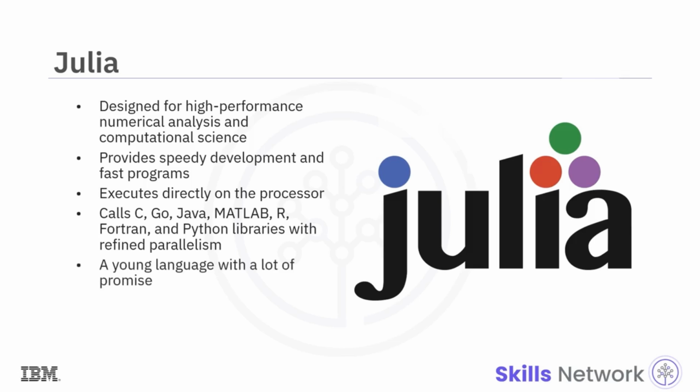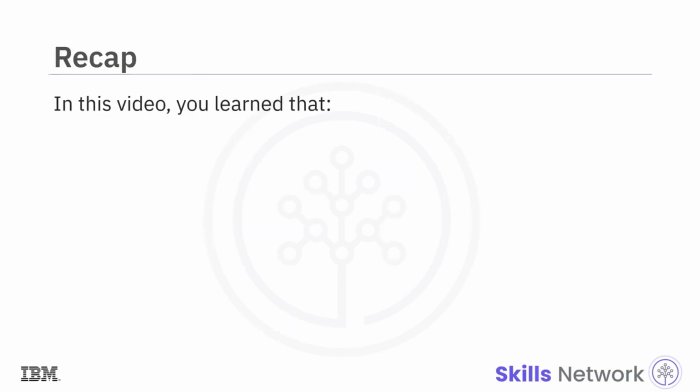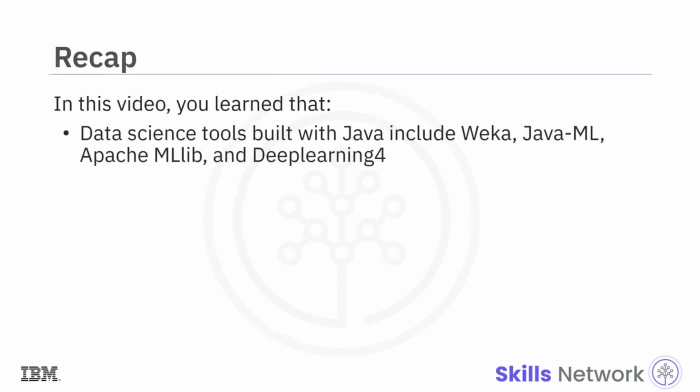Julia as a language is only 8 years old, written in 2012, but there is a lot of promise for its future impact on the data science industry. And one great application of Julia for data science is JuliaDB, which is a package for working with large persistent datasets.